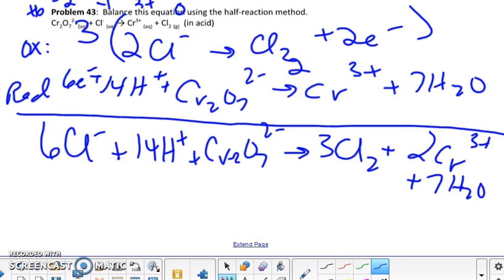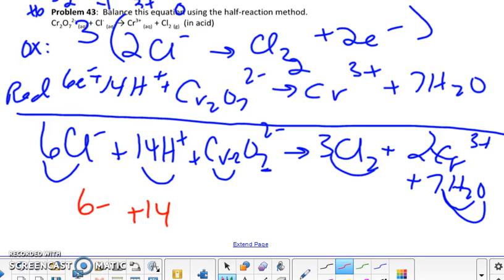Is there anything that appears on both sides? The answer is no. So my last thing I need to do is make sure it's balanced in both atoms and charge. Notice this is an acid, so I don't have to do anything funky there. Here I have 6 chlorines and 6 chlorines. I have 14 hydrogens and 14 hydrogens. I have 2 chromiums and 2 chromiums. I have 7 oxygens and 7 oxygens. Let's check out the charge. I have 6 minuses, 14 pluses, and 2 minuses, so that adds up to plus 6.